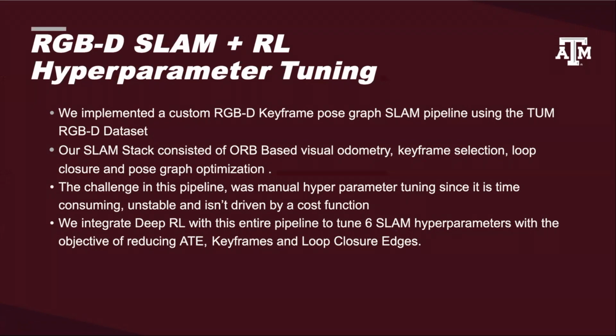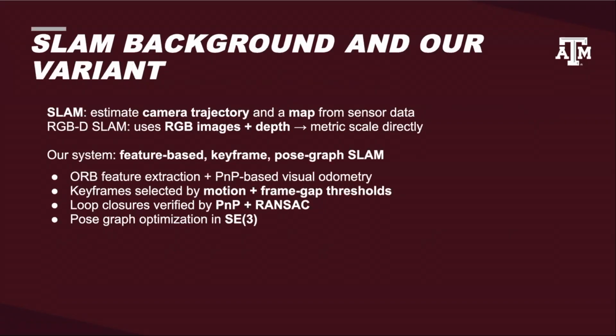Because these choices strongly affect accuracy and graph sparsity, we embed the pipeline inside a reinforcement learning framework. A reinforcement learning policy automatically tunes its six key thresholds to reduce trajectory error while maintaining a compact pose graph.